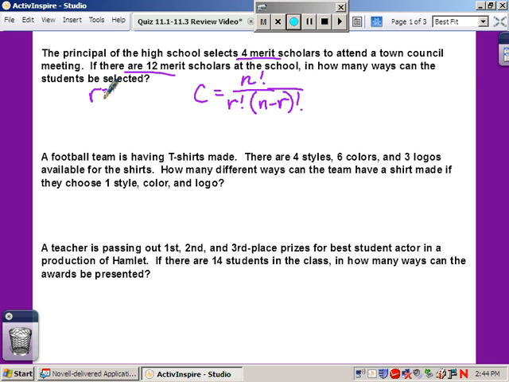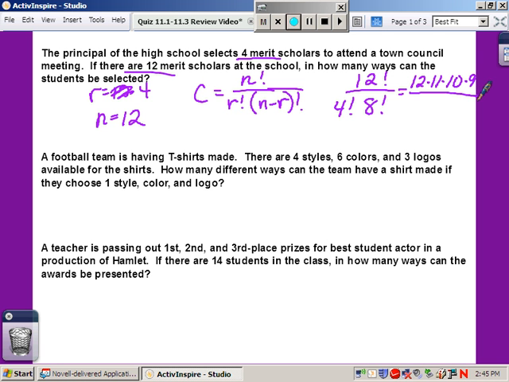R for this problem is 4, and n is 12. So what we really have is 12 factorial over 4 factorial, and then n minus r would be 8 factorial. So on the top I've got 12, 11, 10, 9, 8 down cancels with the 8 factorial, and then this 4 factorial still left over, 4, 3, 2, and 1. So I got a little bit of math to work out here. I'll use the calculator just to do it very quickly.